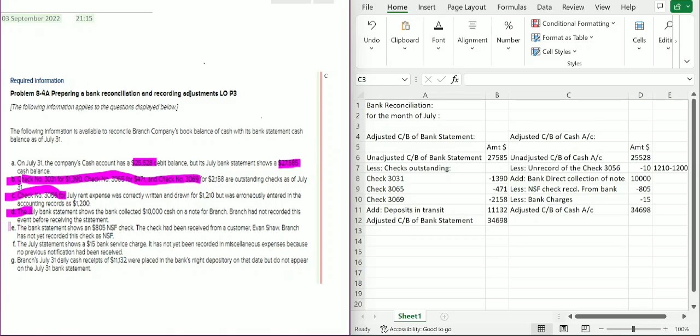Now we go to another point, E, which says that the bank statement shows an NSF check. NSF means not sufficient funds. We received a check from our customer towards payment for some goods or service. When we put it in our bank, the bank sends it to the drawee bank, and the drawee bank returns the check as NSF, because the account does not have that much balance for the check to be cleared.